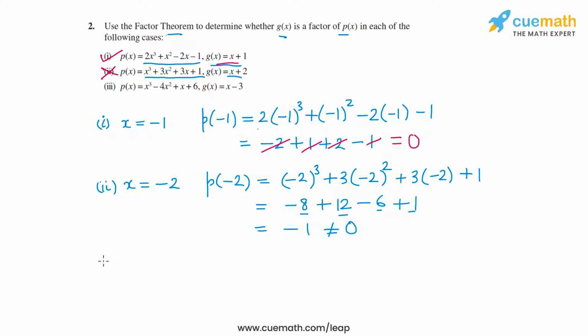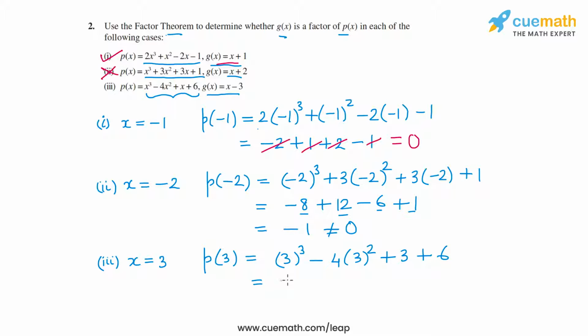Now let's evaluate the third part. So we have g(x) in this case equal to x minus 3, which means that the zero of g(x) in this case is x equal to 3. And the polynomial p(x) is x cube minus 4x square plus x plus 6. So I'm going to find out p(3) for this polynomial. So that's x cube or 3 cube, minus 4x square or 4 times 3 square, plus x, plus 3, plus 6. So what does this give me?